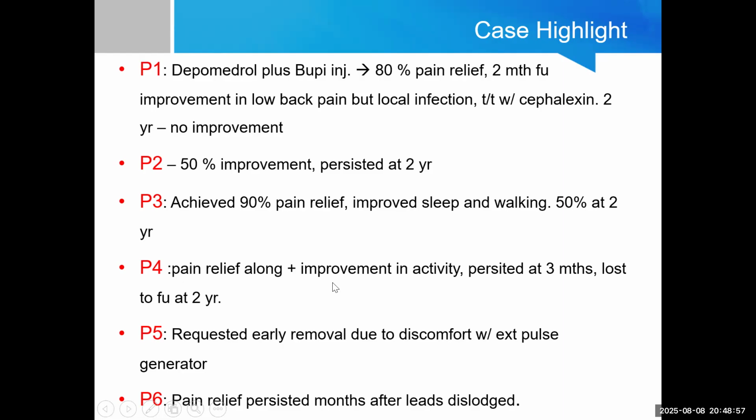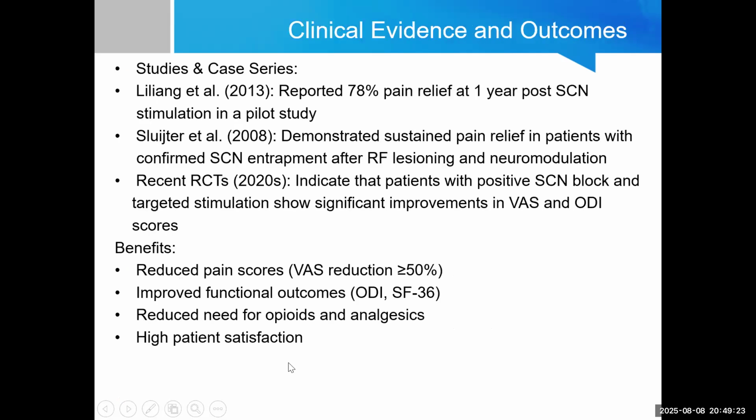Patient 4, pain relief along with improvement in activity persisted at 3 months, but the patient was lost to follow-up at 2 years. Patient 5 did have pain relief, but she could not tolerate the discomfort from the external pulse generator, so she requested early removal. And patient 6, pain relief persisted even after 5 months, when the leads dislodged, but somehow the pain relief persisted.